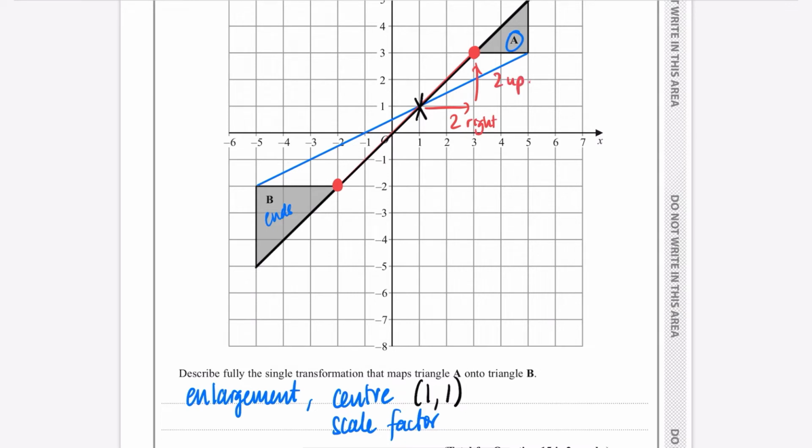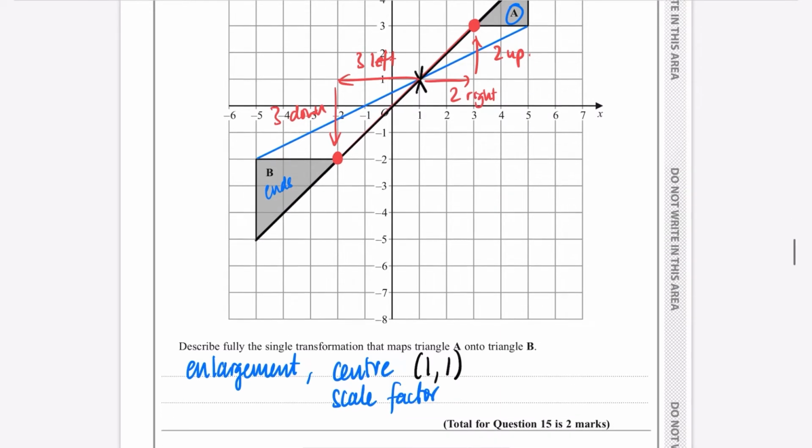And looks like to go to the new shape, we're actually going 3 left and then 3 down. So the fact that we've gone from right and up to left and down is immediately telling me that the scale factor is definitely going to be negative. Negative meaning going in the other direction. So previously we were going 2 right, we're now going 3 left.